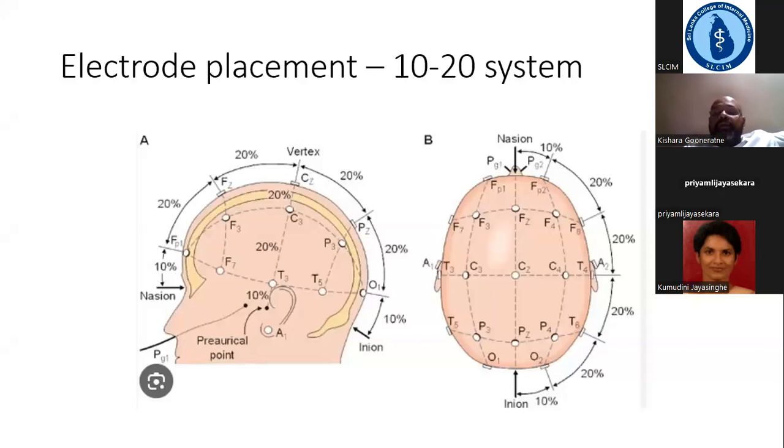It is also numbered, so the odd numbers are the electrodes on the left, and the even numbers are the electrodes on the right. So these are standard.